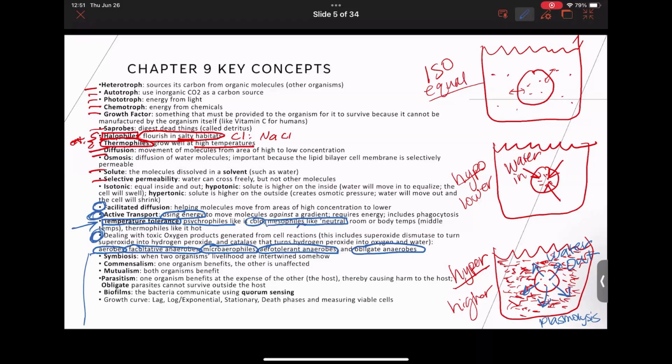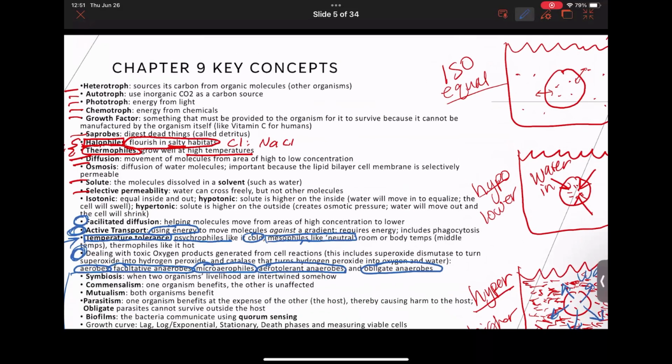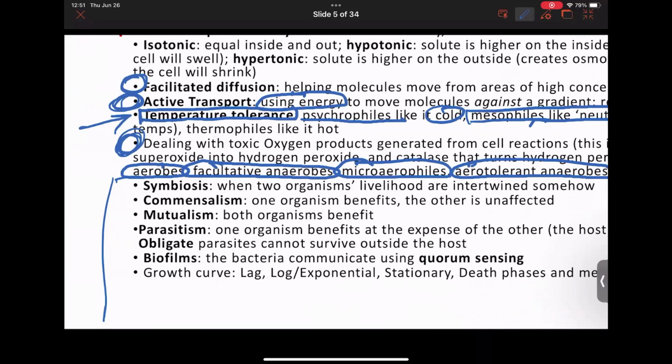So there's three major types of symbiosis. Commensalism. Commensalism is where one benefits and the other is unaffected.